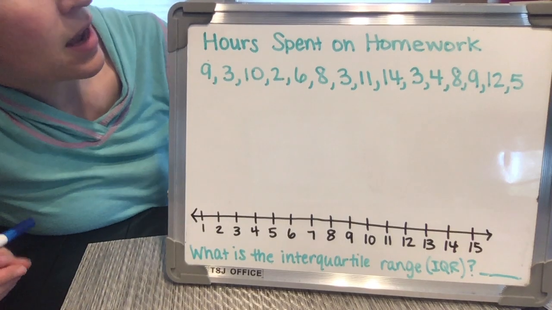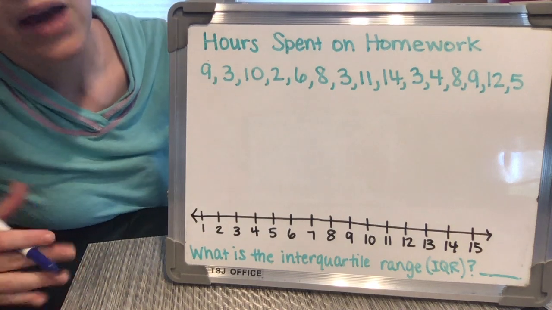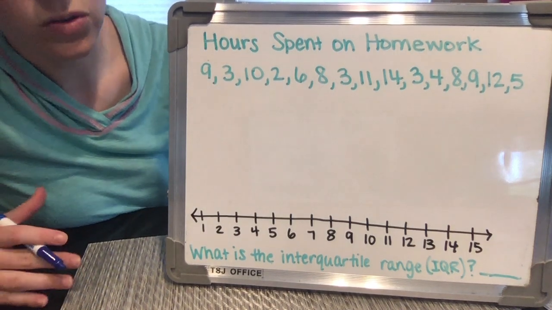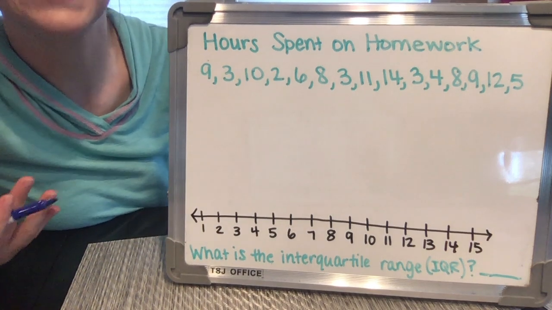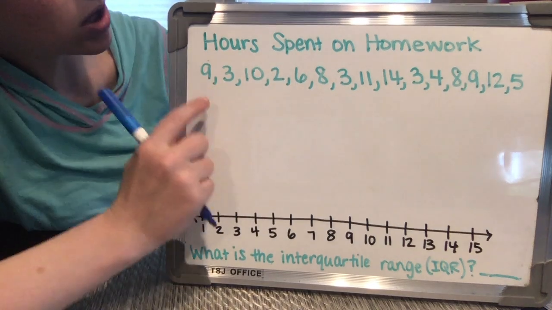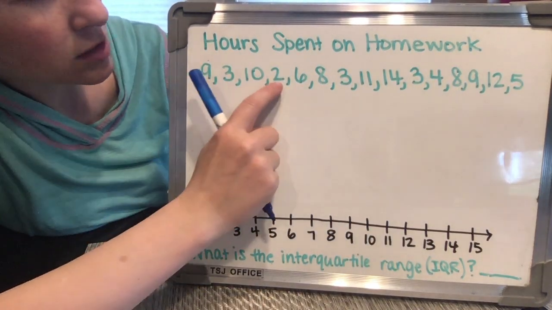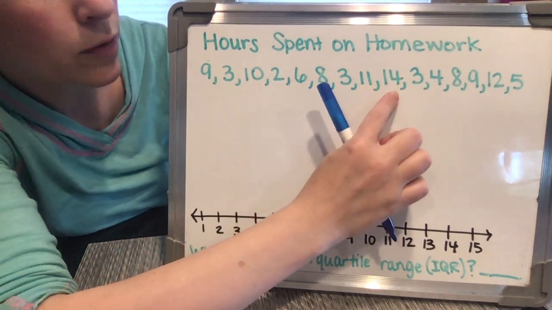Our data today is a survey that we gave to a bunch of different students of different ages, and we asked them how many hours they spent on homework during a week. Some of these students were younger, some were older, some take a longer time to do their work, and some get things done quickly. So here are all of their answers in hours. You'll notice we have some lower numbers like 2 hours or 3 hours in a week. We have some higher numbers like 11 hours or 14 hours in a week.